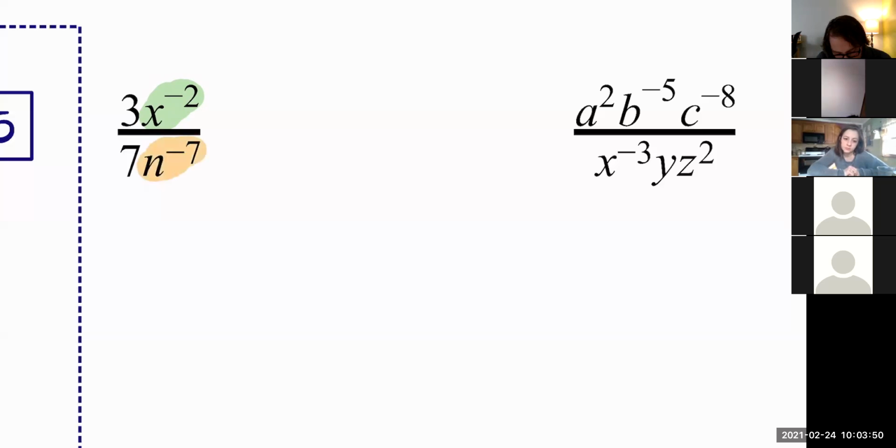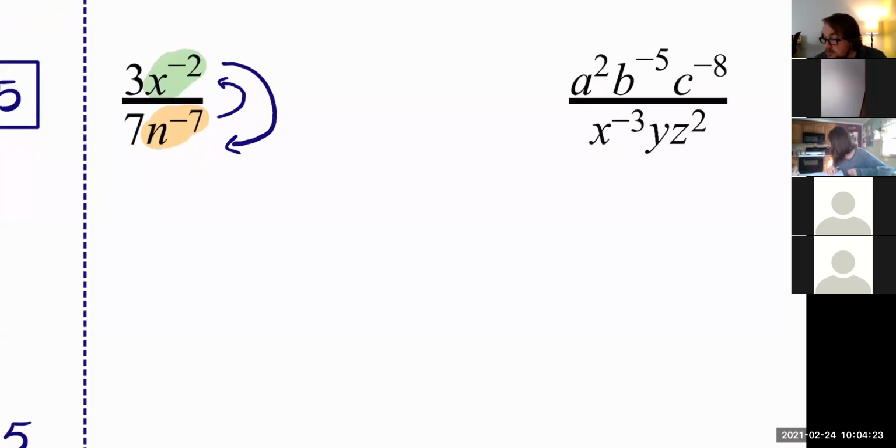Okay. Notice, what did I not touch? The 3 and the 7. I'm not going to mess with those. They stay put. Everything else needs to switch positions. So that means the x to the -2nd is going to have to move to the bottom, but the n to the -7th is going to move to the top.